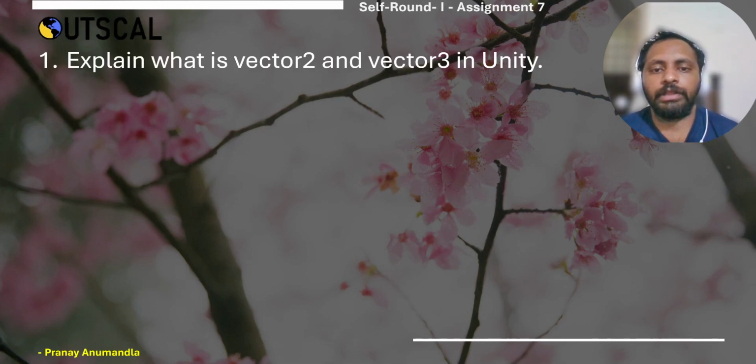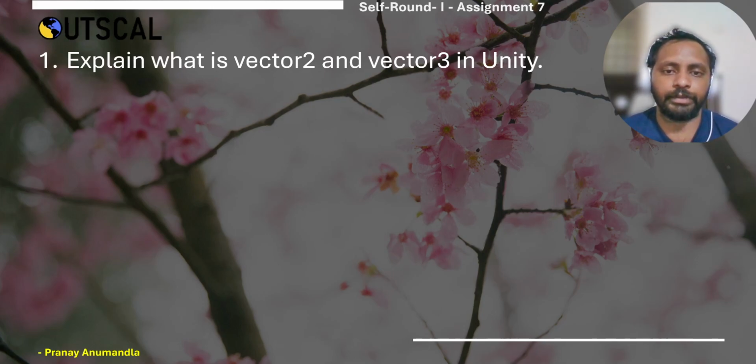Explain what is Vector 2 and Vector 3 in Unity. Vector 2 and Vector 3 will represent the position, size or rotation of the game object in 2D and 3D spaces respectively. And Vector 2 will have two components, x and y, to represent a position or a direction of movement of the game object in 2D space.